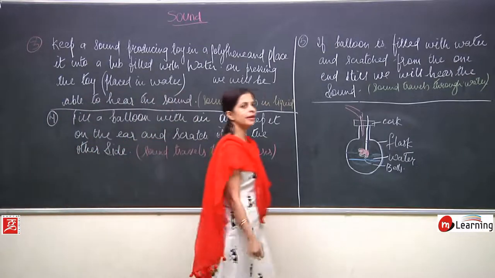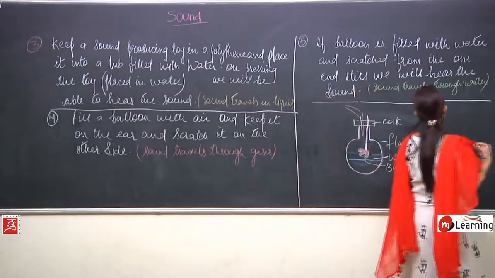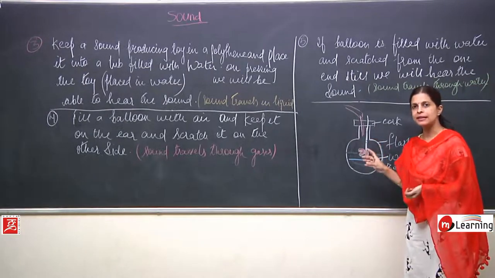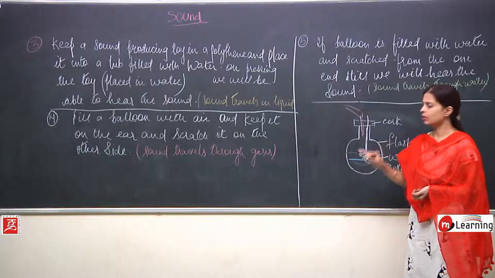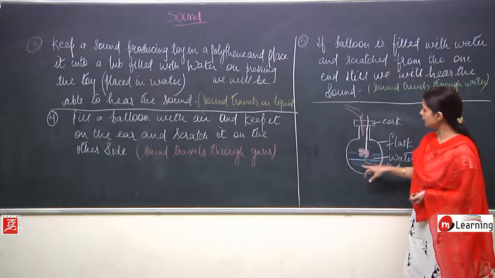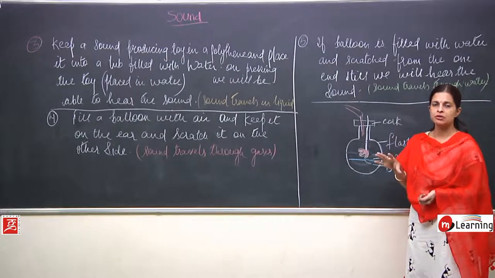Okay, so we'll talk again about this experiment, children. What has to be taken? See, first of all, a round bottom flask has to be taken. In this, very little water. See, very little water is kept, isn't it? I have marked till here. It is very little. Only this much water has to be taken.